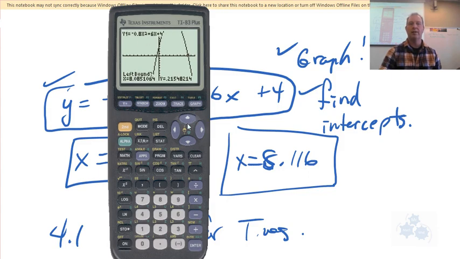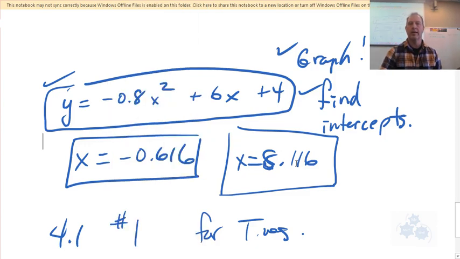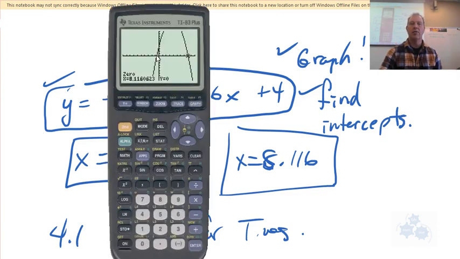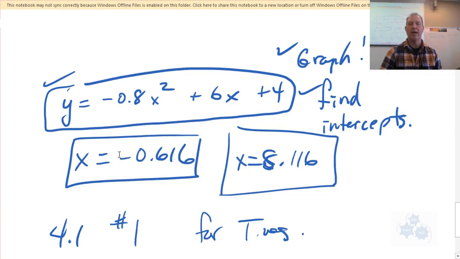If you want to find this intercept, go just to the left of it and say yes, that's the left boundary. And then it'll say right boundary. So go down here and click enter for the right boundary, and it'll give you two arrows, and if you click enter one more time, it'll find the x-intercept between those two arrows. And so you'll see that this 8.116 right here is one of the x-intercepts that we found using graphing technology. You do the same for the other side, which we did, and we found that intercept to be negative 0.616.